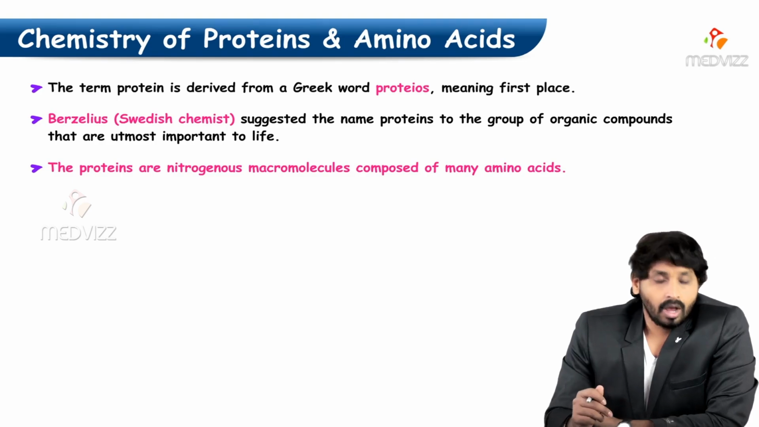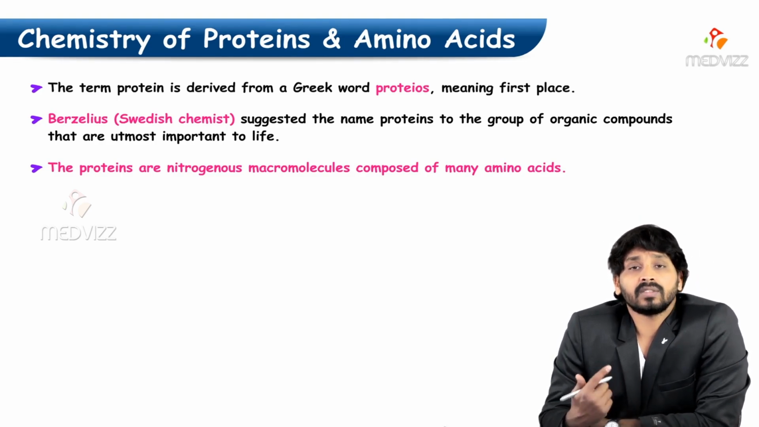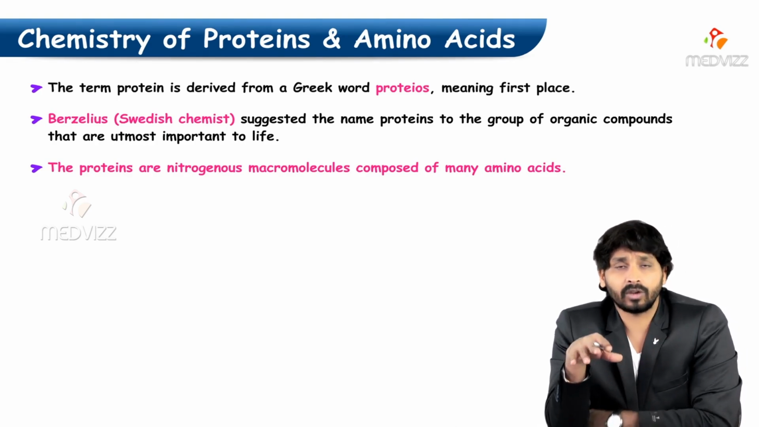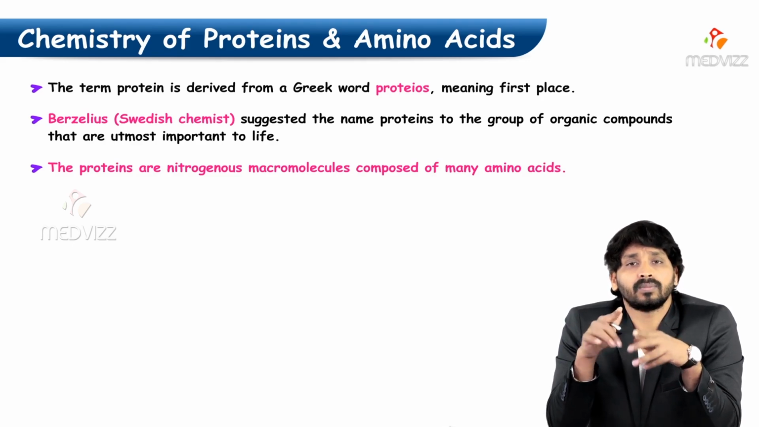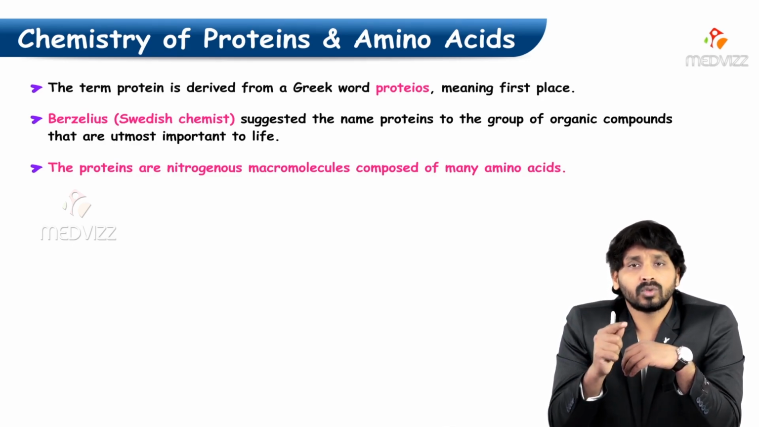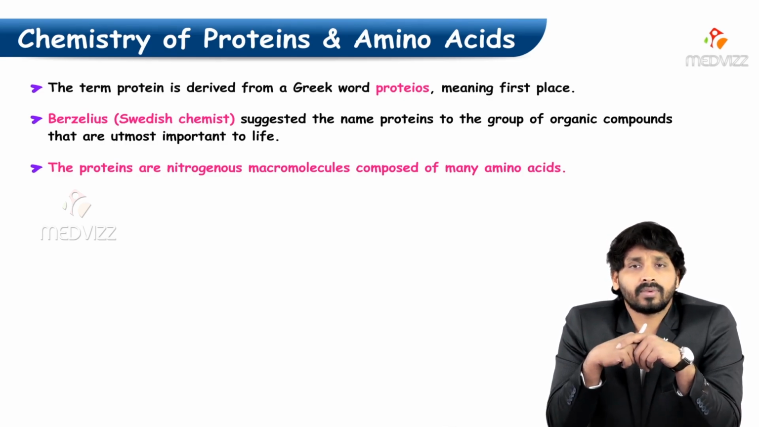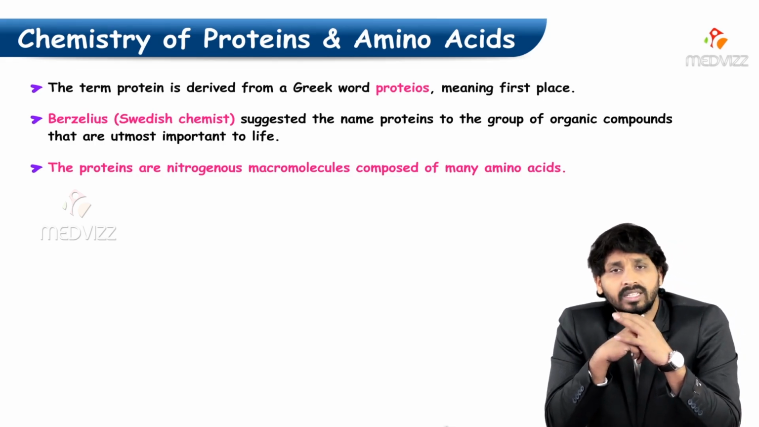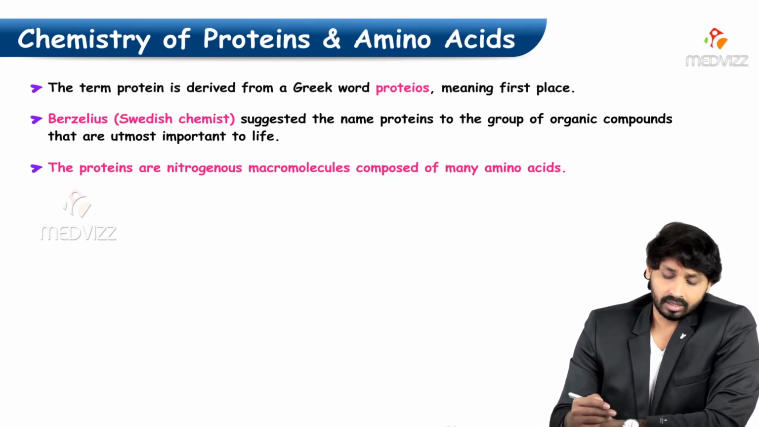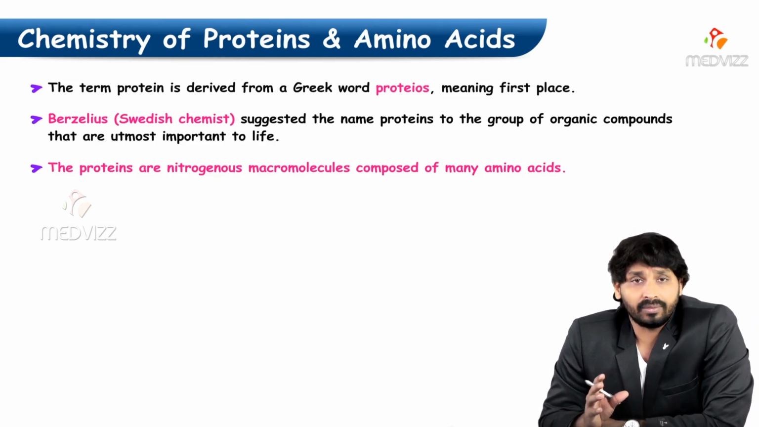casein. The term protein is derived from the Greek word proteos, which means first place. Among all these biomolecules, carbohydrates, lipids, proteins and nucleic acids, we are supposed to give the first place to proteins. In the whole of cellular life, proteins stand first, so that's why the name proteos. The other scientist, Berzelius, also suggested the name proteins for a group of organic compounds which are of utmost importance to life.